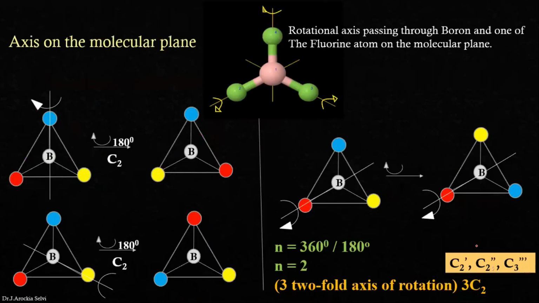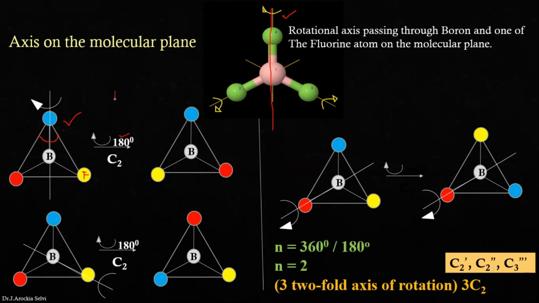Another possibility we need to check in BF3 is the axis which is passing through one of the fluorine atoms as well as the boron. Since it is a planar molecule, the axis is just passing in the plane of the molecule, passing through fluorine and the boron. Now we need to do a rotation in such a way that we get an indistinguishable configuration as that of this one. So the position of this fluorine and the fluorine here in the red color has to be interchanged. So through what angle does it have to be rotated here? It has to be rotated through 180-degree rotation.